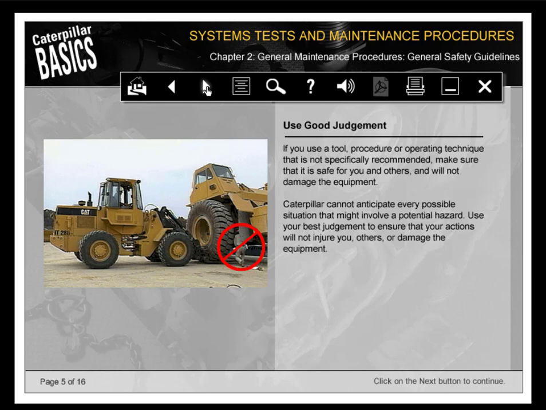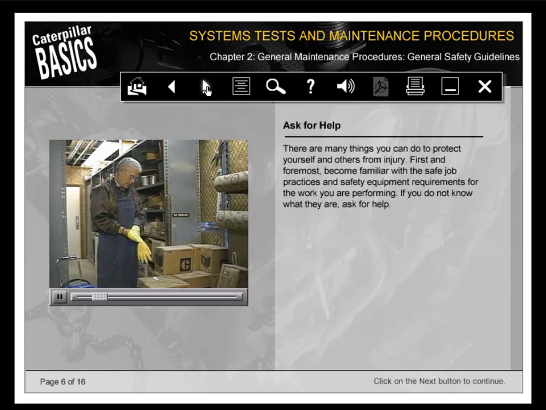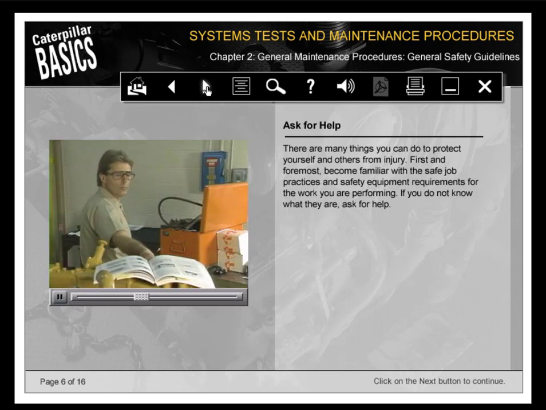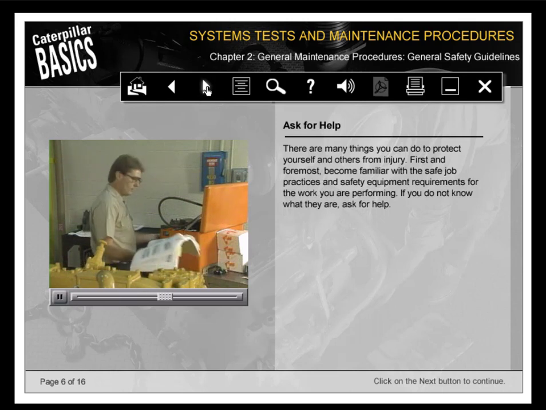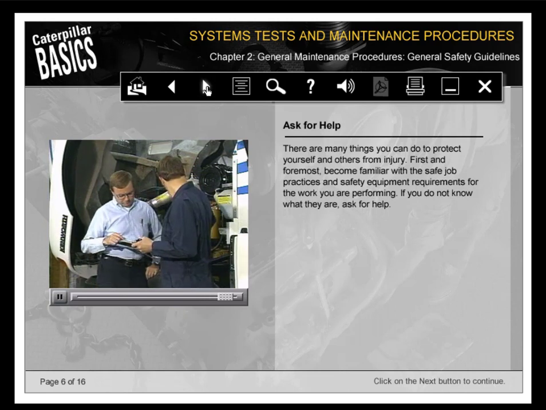Caterpillar cannot anticipate every possible situation that might involve a potential hazard. Use your best judgment to ensure that your actions will not injure you, others, or damage the equipment. There are many things you can do to protect yourself and others from injury. First and foremost, become familiar with the safe job practices and safety equipment requirements for the work you are performing. If you do not know what they are, ask for help.